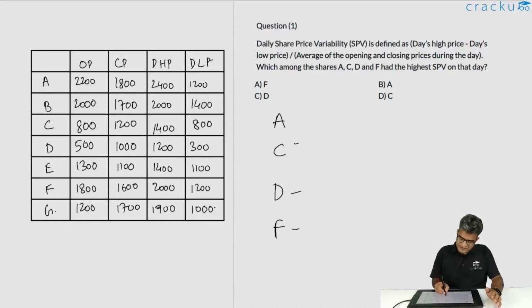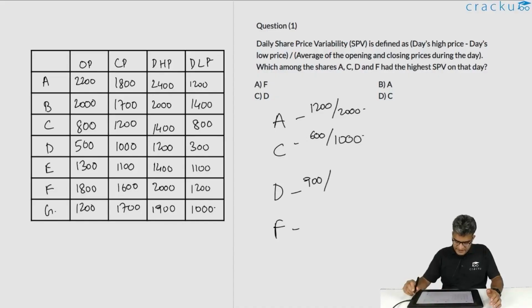We will calculate the SPV for each, that is the difference in the highest and lowest divided by the average of the opening and the closing. For A, it is 1200 divided by the average of the opening and closing, which is 2000. For C, the difference is 600 between the highest and the lowest divided by the average of opening and closing, which is 1000. For D, the difference is 900 divided by the average of opening and closing, which is 750. For F, the difference is 800 divided by the average of the opening and closing, which is 1700.